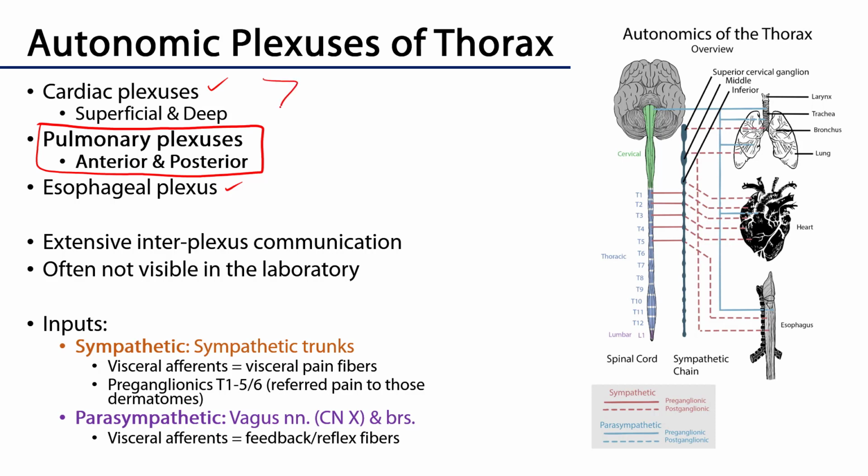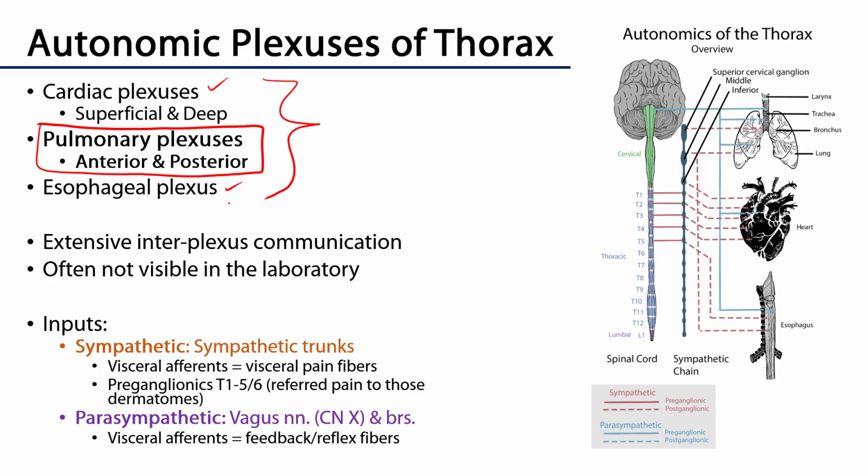Now, all of these plexuses are going to have an exquisitely robust series of communications between and among them. So none of these are existing purely in a vacuum. Many of the fibers are interwoven between these plexuses. There are tremendous amounts of interplexus communication.